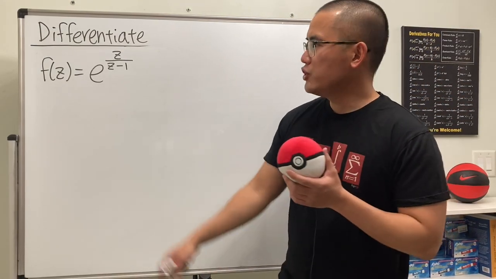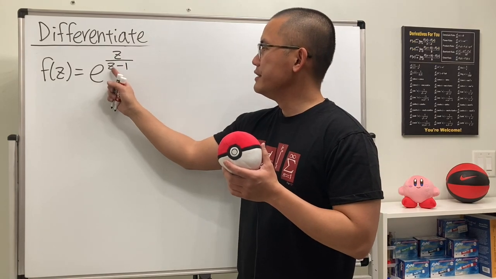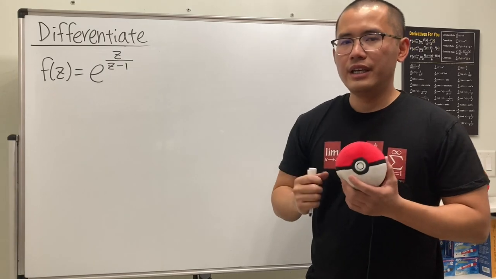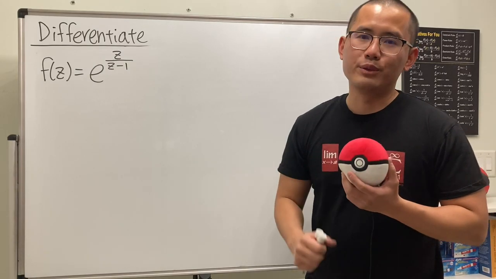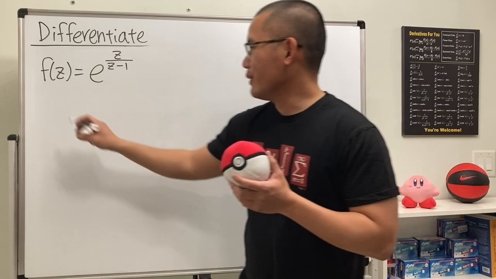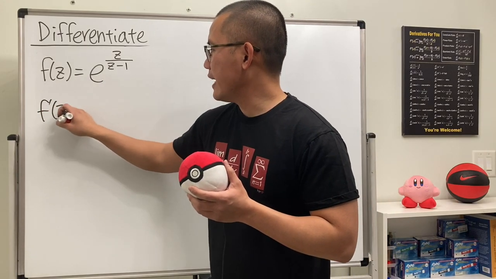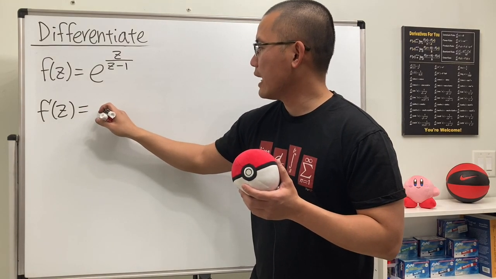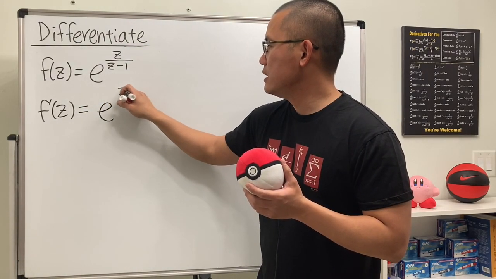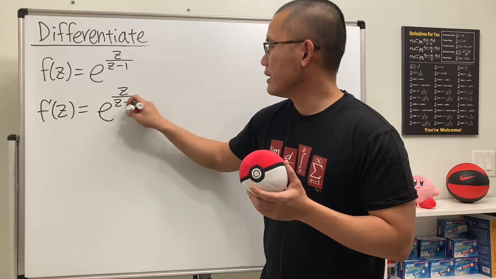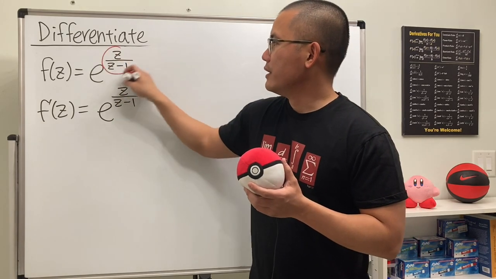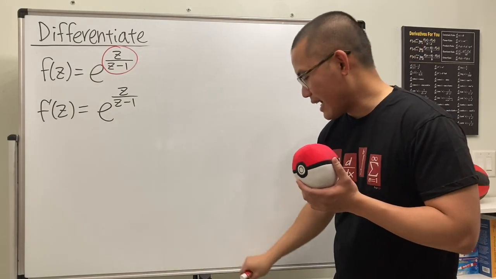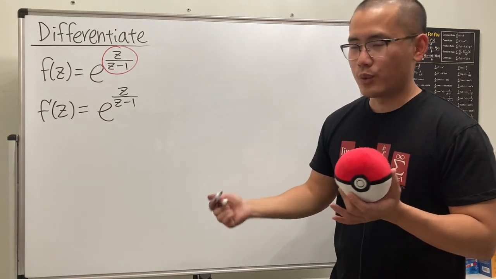Okay, we are going to differentiate e to the z over z minus 1 power. Notice that this part right here is the inner function, and we will have to use the quotient rule for that. But firstly, when we differentiate e to the something, that part repeats first. So let's write down e to this, which is z over z minus 1. Now, for this, we have to use the chain rule, right? We will have to multiply by the derivative of that, and that requires the quotient rule.